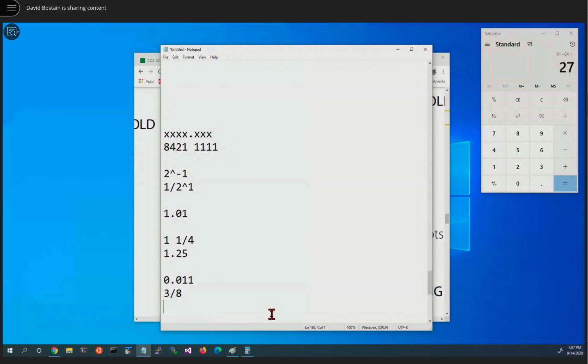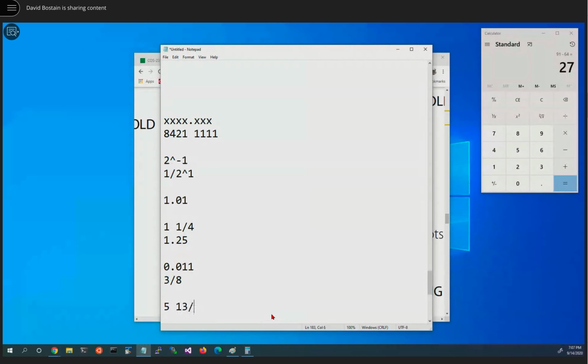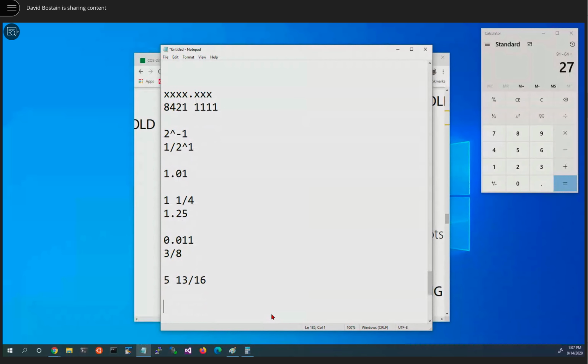Okay, what if somebody said 13/16? Actually, let's do 5 13/16. Write that out in fixed point binary. Okay, 5. We know that's 101, right? If we wrote it out as a hex digit, which we should probably in this case, point. Now we need 13/16. This is halves, quarters, eighths, sixteenths. Well, very conveniently, that's the number 15 if we make it all ones, right?